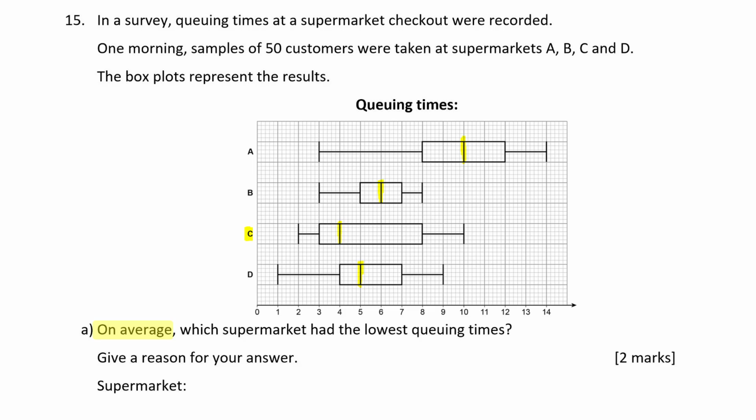Because C is at 4 minutes, where D, which is the next one, is at 5, and then B is at 6, and A is well up there. It's long at 10. Okay, so the supermarket that has the lowest queuing time is going to be C. I'm going to say it's supermarket C, and my reason is the median wait time, which was 4 minutes, is the lowest of the 4 supermarkets.